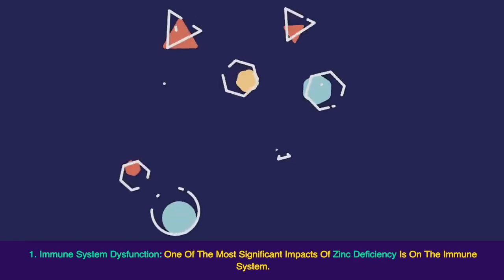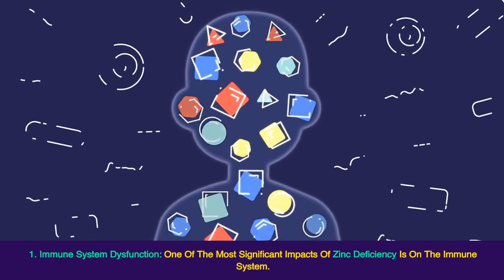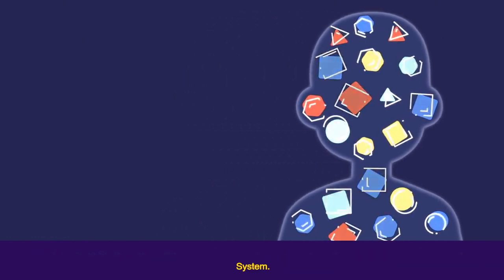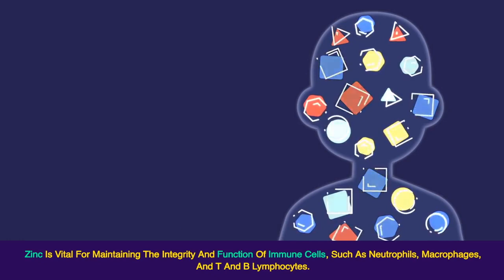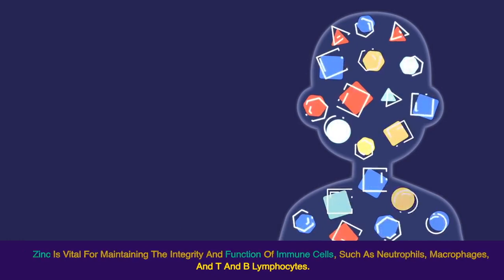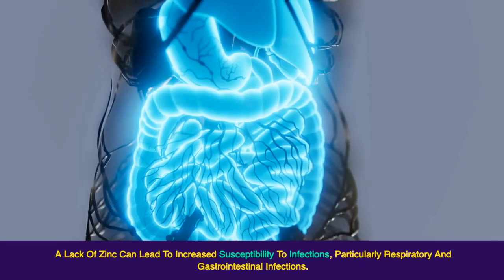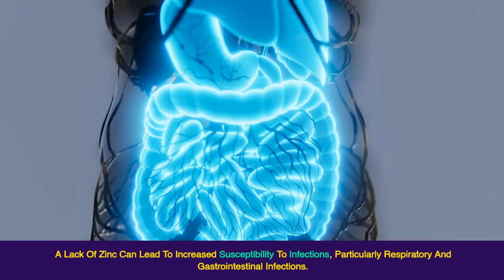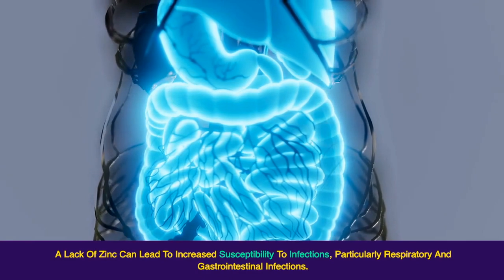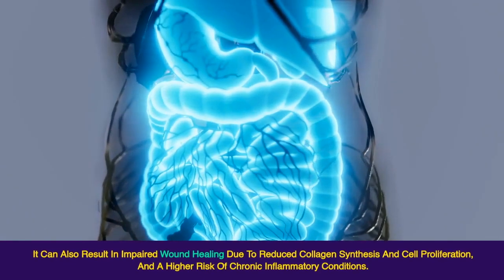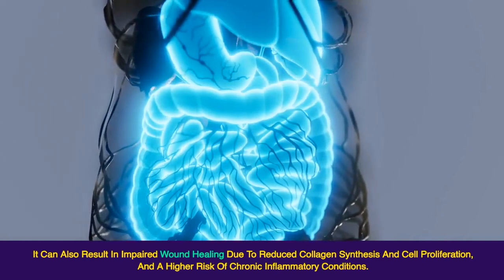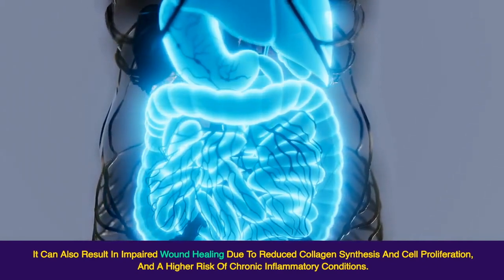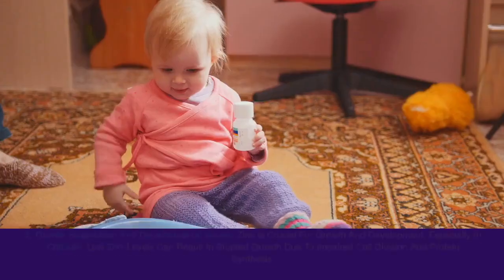1. Immune system dysfunction. One of the most significant impacts of zinc deficiency is on the immune system. Zinc is vital for maintaining the integrity and function of immune cells, such as neutrophils, macrophages, and T and B lymphocytes. A lack of zinc can lead to increased susceptibility to infections, particularly respiratory and gastrointestinal infections. It can also result in impaired wound healing due to reduced collagen synthesis and cell proliferation, and a higher risk of chronic inflammatory conditions.